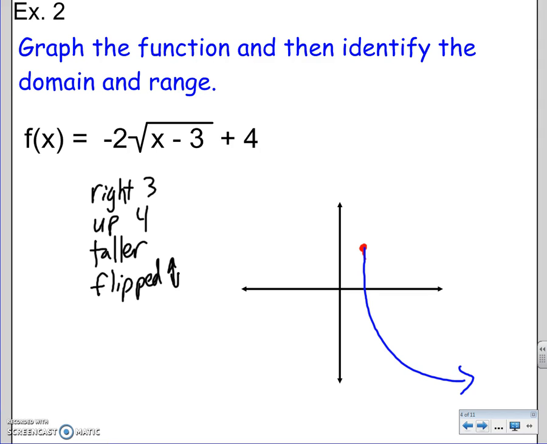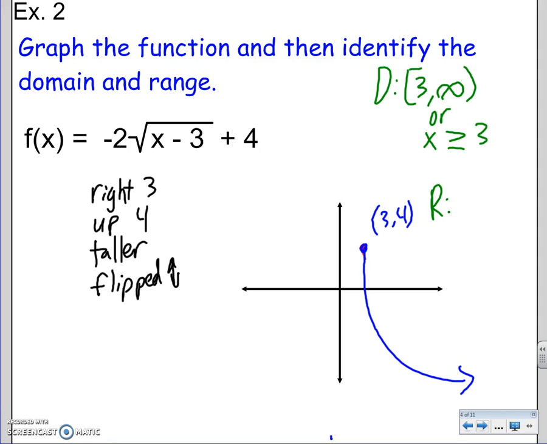So let's see, that point right here is positive 3, positive 4. Now we answer domain and range, then we're done. So domain, how far left, how far right? Well, left 3, right infinity. And if you don't want that, you could say x ≥ 3. Oh, x is to the right, so bigger than or equal to 3.